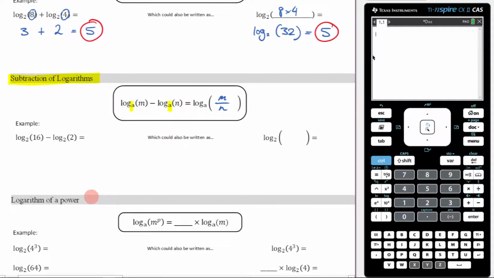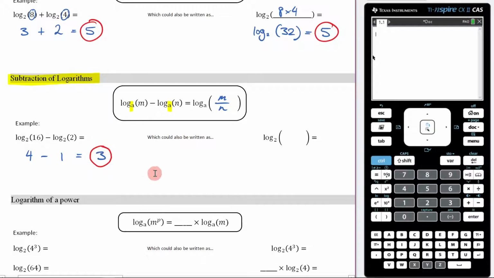If I was to do it the long way, here I have an example of log base 2 of 16 minus log base 2 of 2. Well, this is saying 2 raised to what power is 16? Well, that's going to be 4. And this is saying 2 raised to what power is 2? Well, that has to be 1. So my answer is 3. So that's if I was to do it slowly. And as you can see, I just treated each log separately.